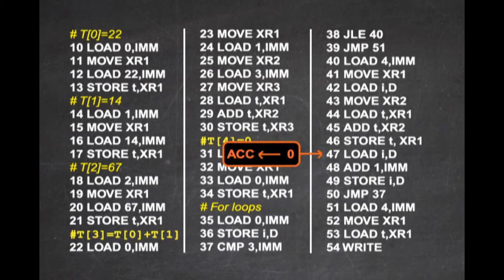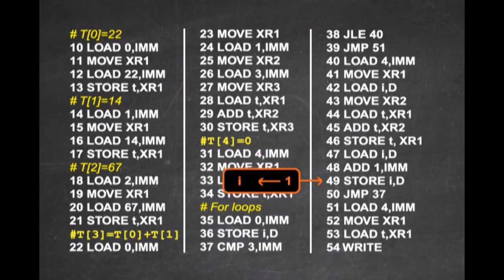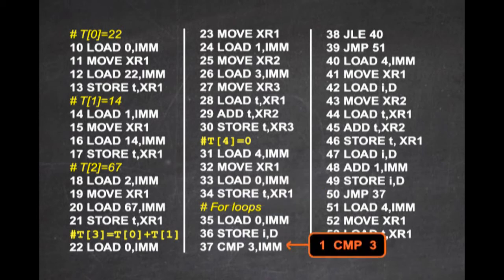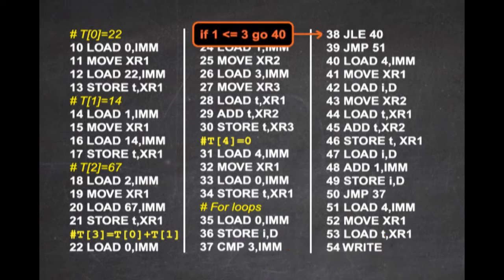Accumulator is loaded by 0. Accumulator is loaded by 1. The loop variable named I is instantiated to 1. The next operation to be run is located at 37th memory address. Accumulator content 1 is compared to the constant value 3. Since 1 is less or equal to 3, the next operation to be run is located at 40th memory address.